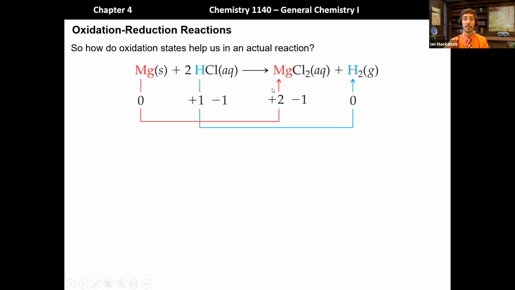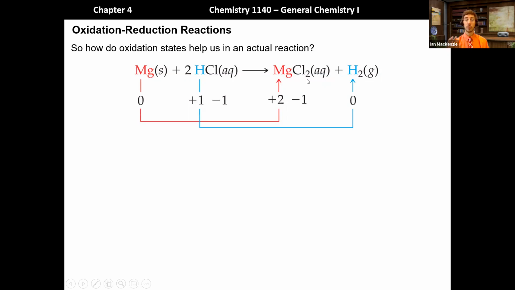What I see on the product side, though, is that magnesium is now in an ionic compound. It's aqueous. If you break that up, you break it into the magnesium 2+ ion and 2 chloride Cl-1 anions. Since for any monatomic ion the oxidation state is the same as its charge, the magnesium 2+ now has a +2 oxidation state. So I've gone from 0 to +2, which means that magnesium has lost 2 electrons.